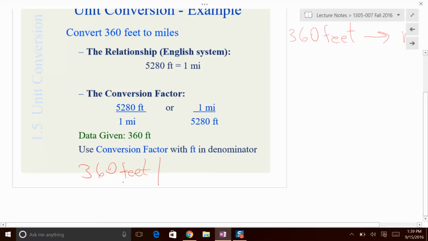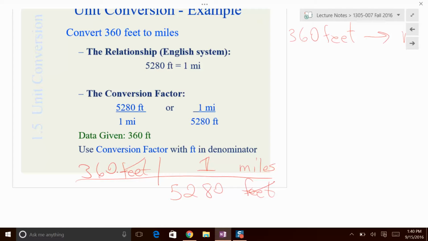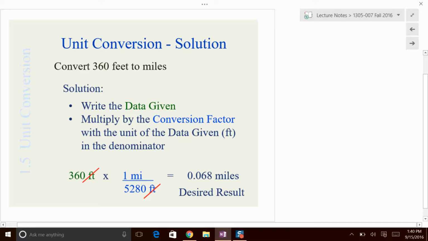That's what I need to see on top. Feet to miles. From the feet, there's 1 mile in every 5,280 feet. So the feet cancel. I'm left with miles. This is going to tell me how many miles are in 360 feet. So 0.068 miles. That's what I should get.